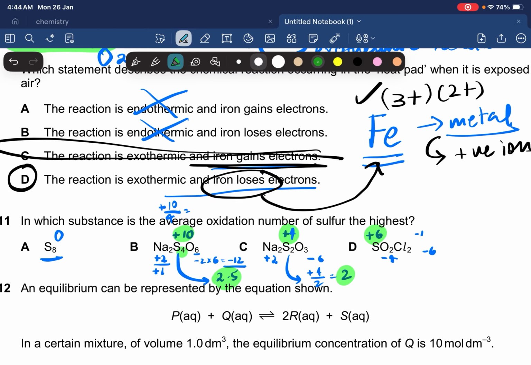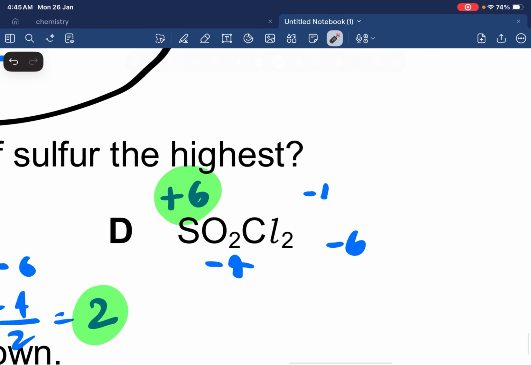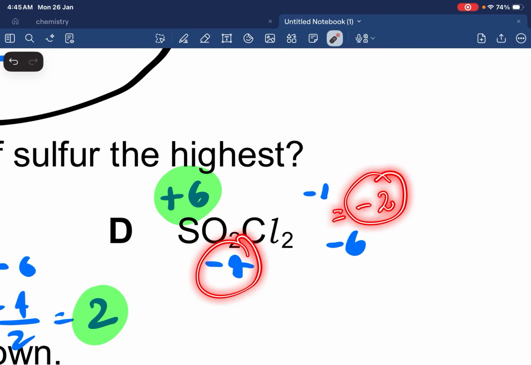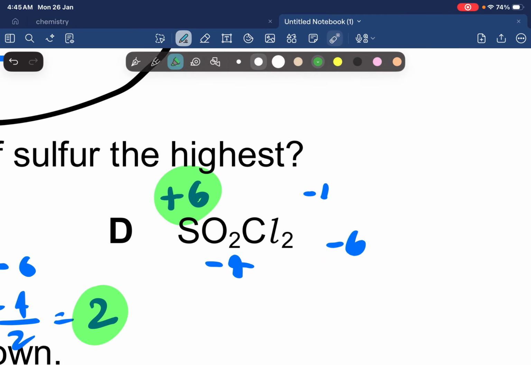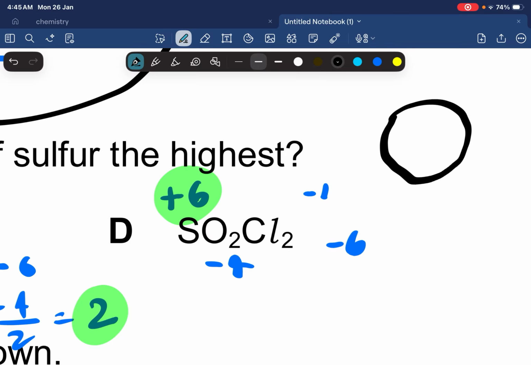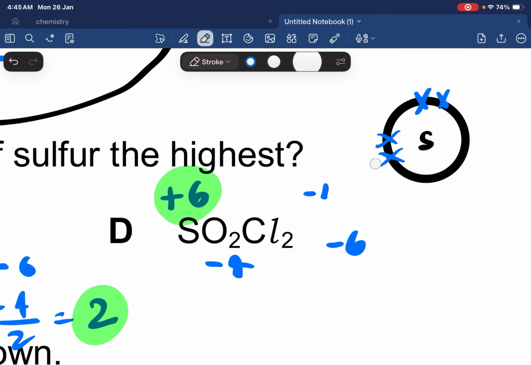Over here it's a 2, it's a 2.5, over here it's a 0. So positive 6 over here. Because 1 chlorine is negative 1, 2 chlorines are going to be negative 2. Negative 2 plus negative 4 is negative 6. To balance out negative 6, we need a positive 6. And sulfur can give a highest oxidation number of positive 6, because you should remember that in the last shell of a sulfur atom you have 1, 2, 3, 4, 5, 6 electrons. So basically, sulfur can oxidize to lose all of its 6 electrons.